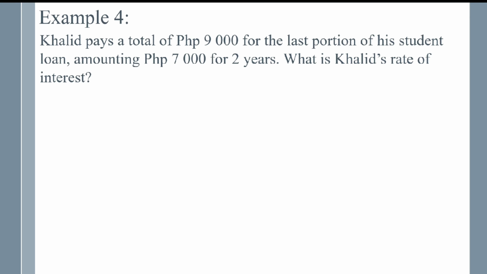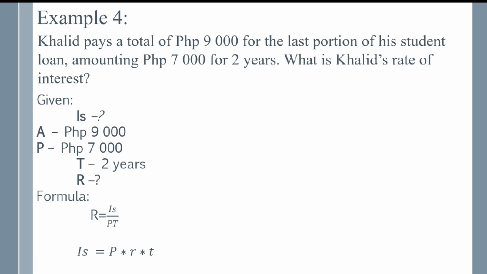Let us practice more with another example. Khalid pays a total of 9,000 pesos for the last portion of his student loan, amounting to 7,000 for 2 years. What is Khalid's rate of interest? Here, we are asked to solve for Khalid's rate of interest, to be solved by rate equals simple interest over principal times time. And the givens are, total amount is 9,000, principal 7,000, and our time 2 years.